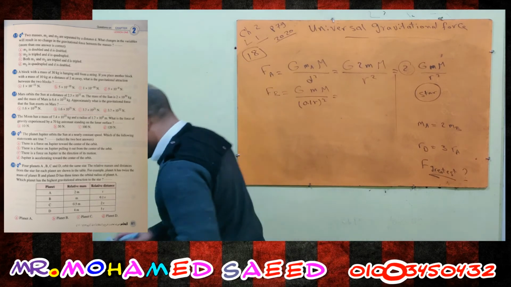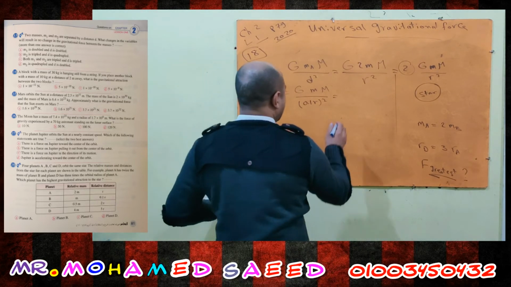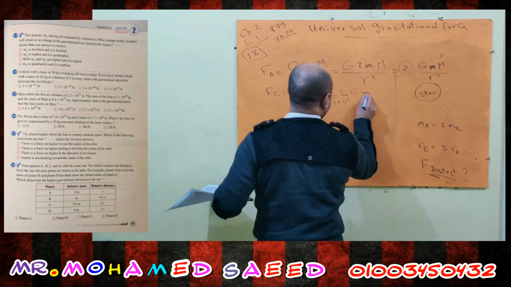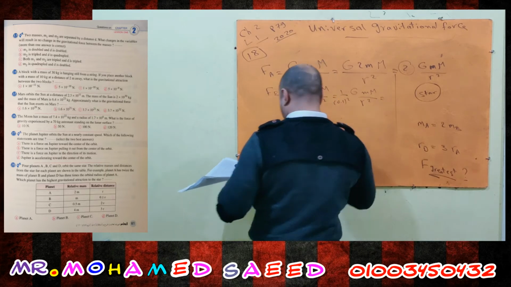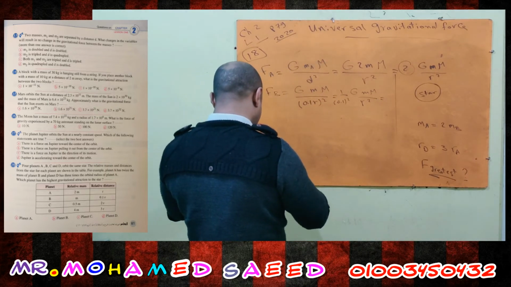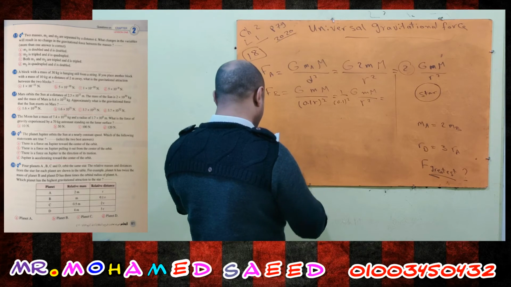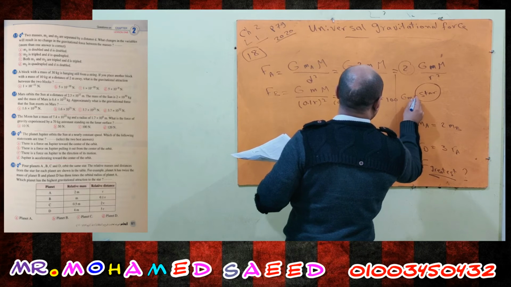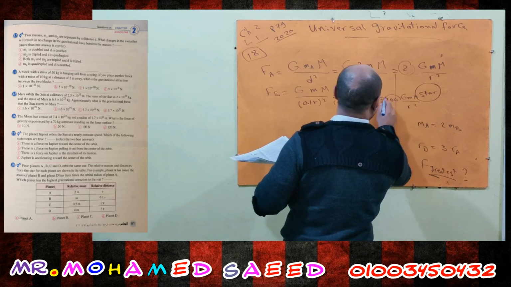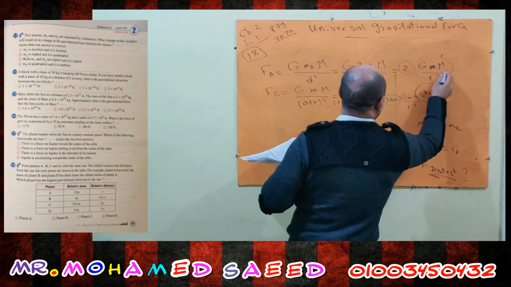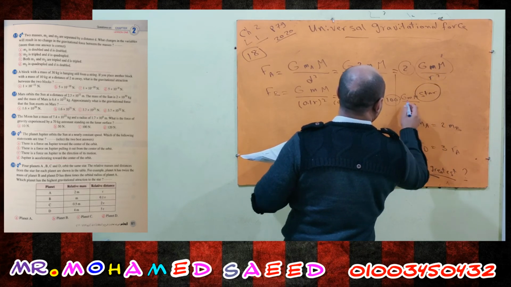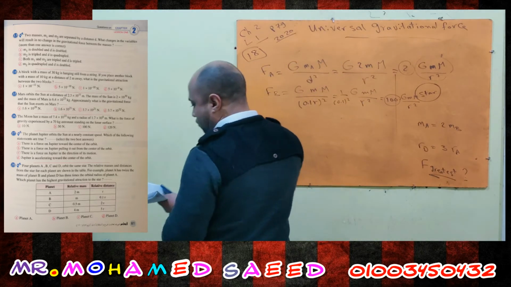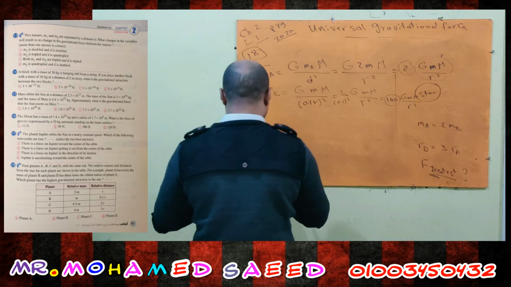So G capital times 1 over 0.1 squared, M capital over R squared, 1 over 0.1 squared, 100, equals 100 G M over R squared. So this number is greater than this number, that G M small M capital over R squared. So F_B is greater than F_A. The force on planet B is greater than that of planet A.